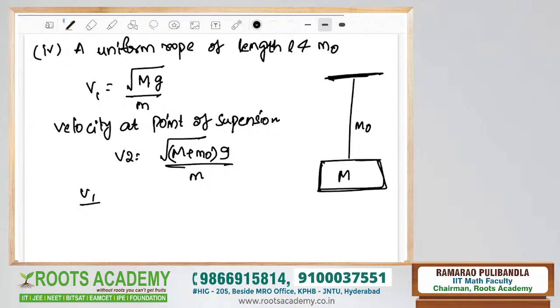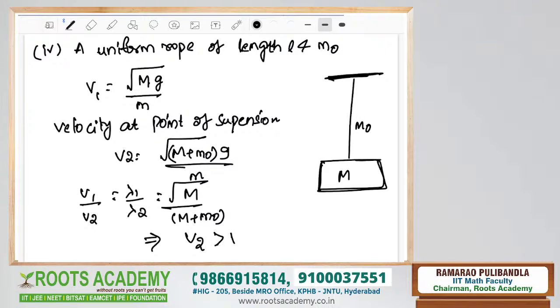So with this difference, v1 by v2 is equal to lambda 1 by lambda 2. That's nothing but under root of m divided by capital M plus small m0. So from this case, velocity v2 is greater than v1 and lambda 2 is greater than lambda 1. So this is a case when a uniform rope of length L is suspended vertically from one end, connecting that to a mass m below.